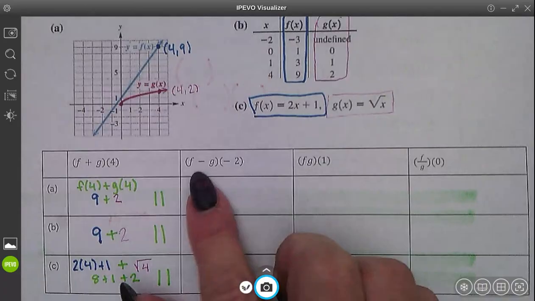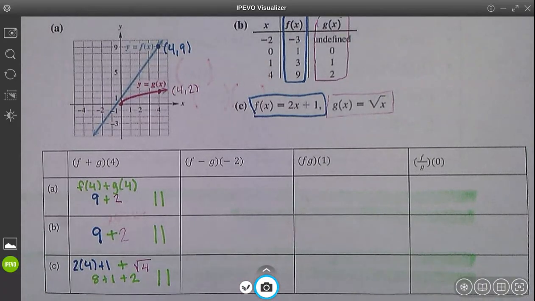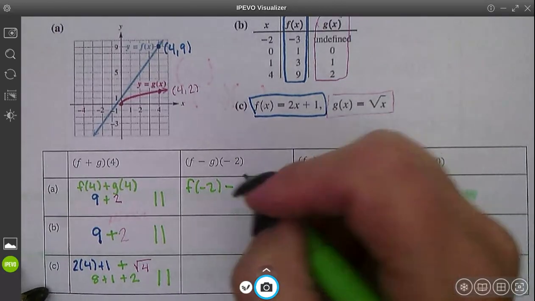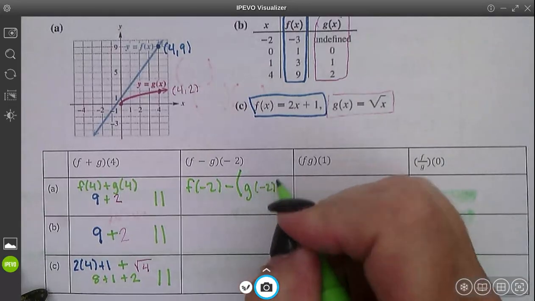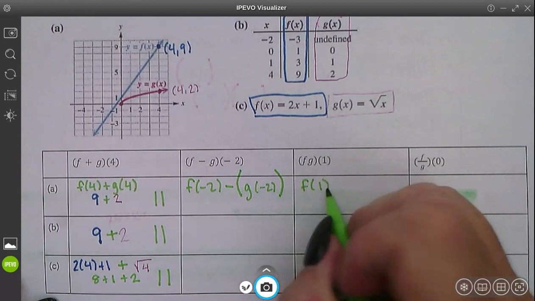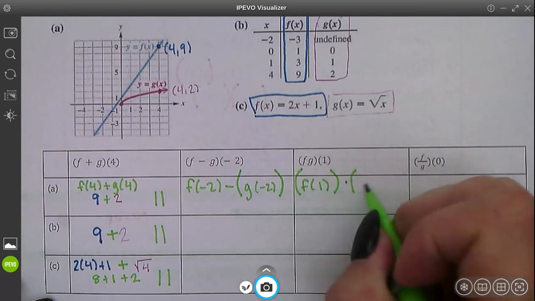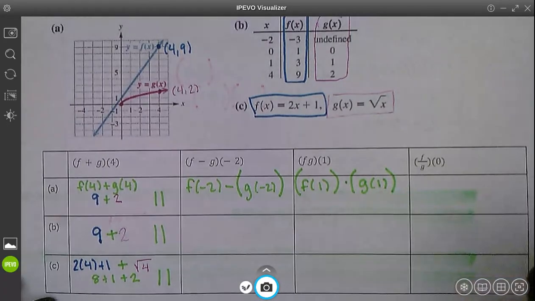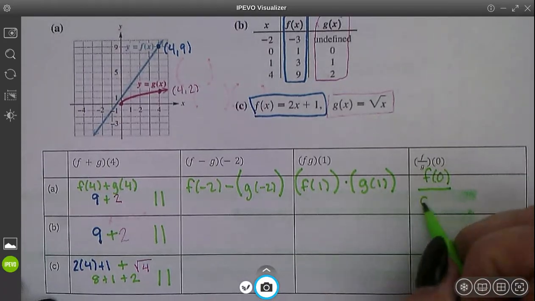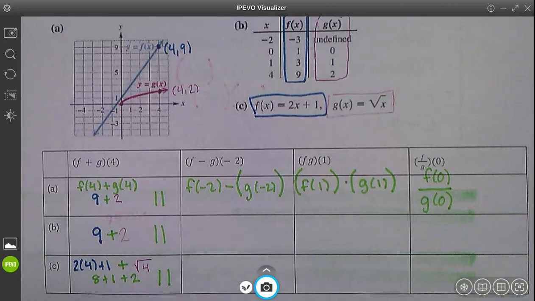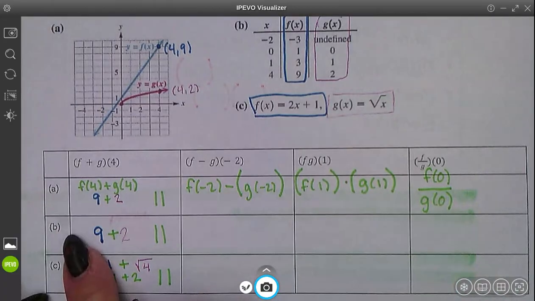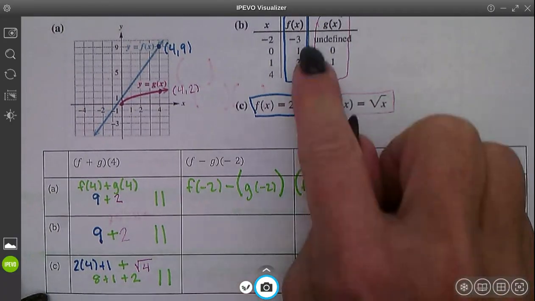So let's move on to f minus g of 2. Remember, when you're doing f minus g, we're going to do f of negative 2 minus, put your second one in parentheses, g of negative 2. F times g of 1 would be f of 1 in parentheses times g of 1 in parentheses. And f over g of 0 would be f of 0 divided by g of 0. So let's look, the table is probably the easiest one, to be honest. So let's do the table for all of these, and then we'll go back and look at the others.